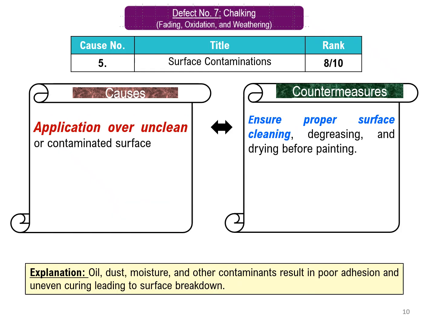The fifth important contributing factor to chalking is application over an unclean or contaminated surface. Any oil, dust, moisture, and other contaminants may result in poor adhesion and uneven curing, leading to surface breakdown. The recommended countermeasure for it is to ensure proper surface cleaning, degreasing, and drying before painting.